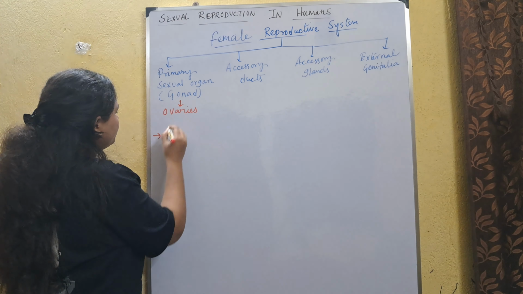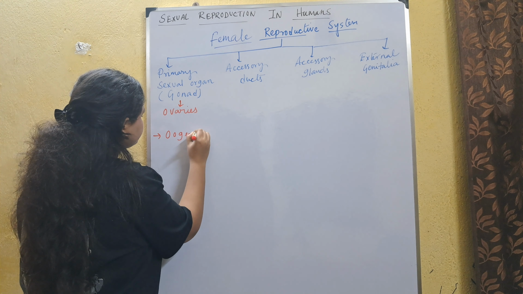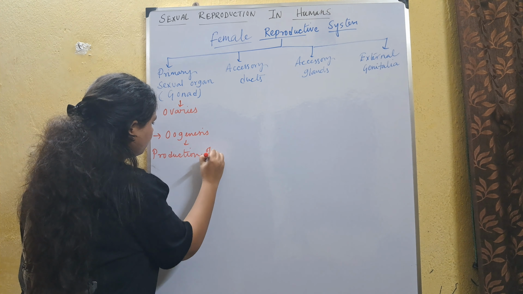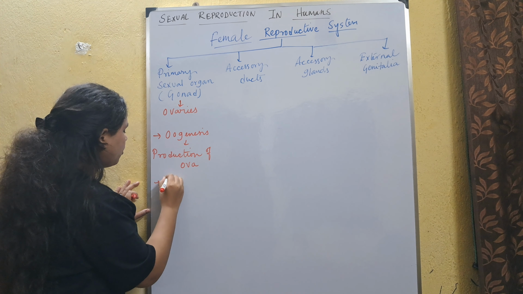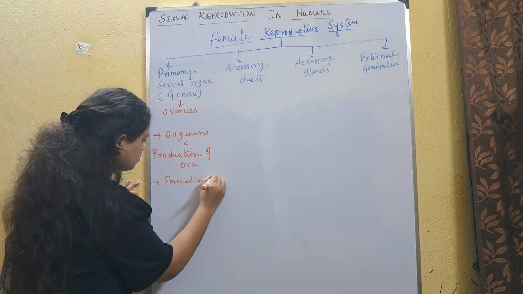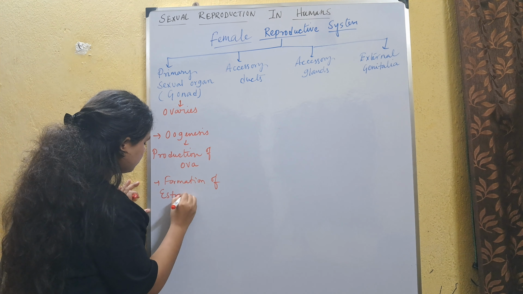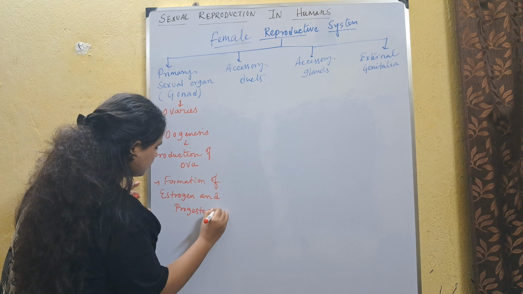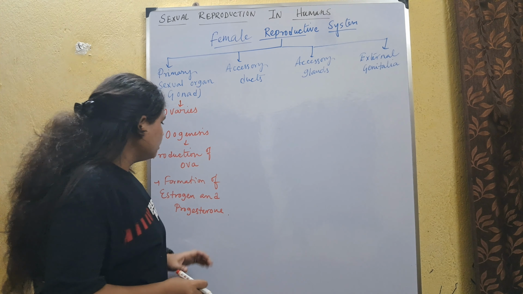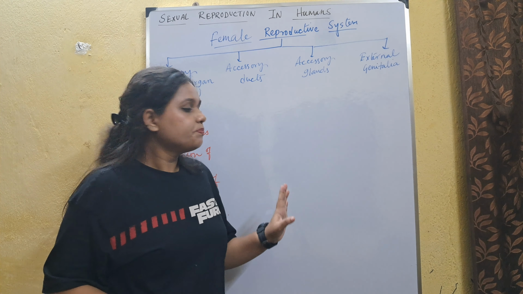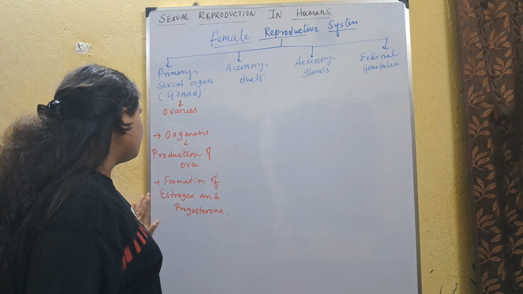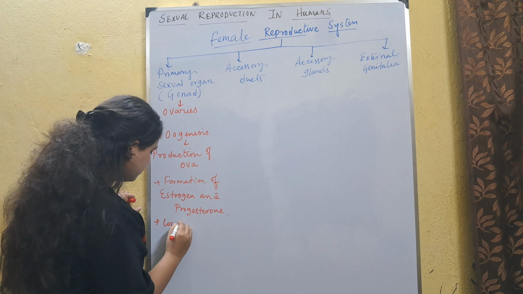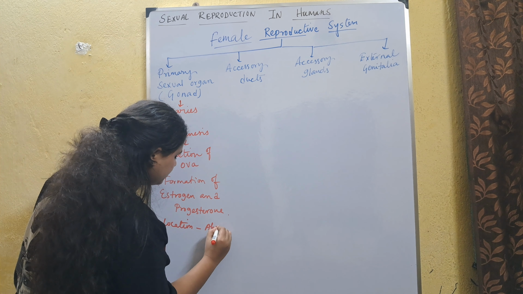The main functions of ovaries are oogenesis, for the production of ova, and the formation of estrogen and progesterone. So, this is the oogenesis and the formation of progesterone which occurs in ovaries. The location of ovary is the abdominal cavity.